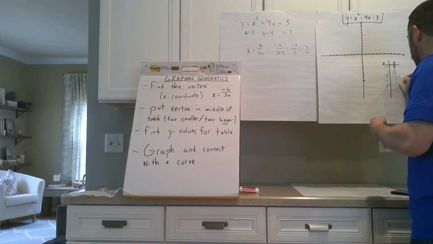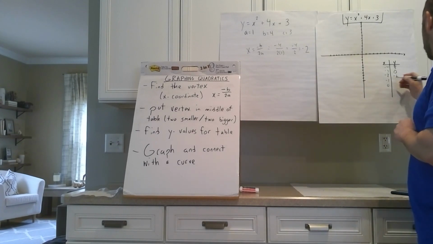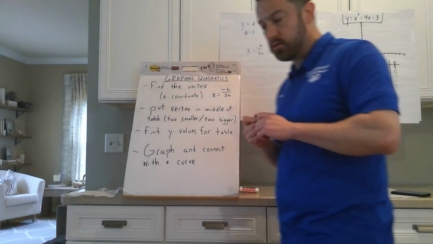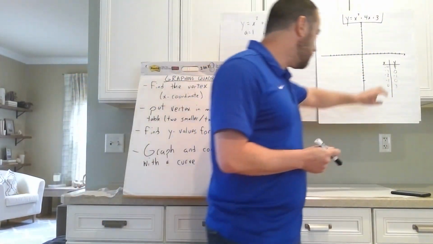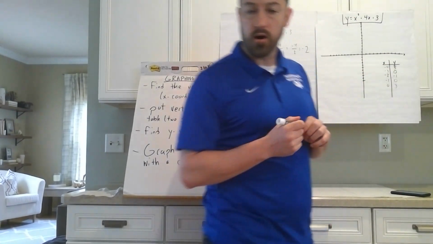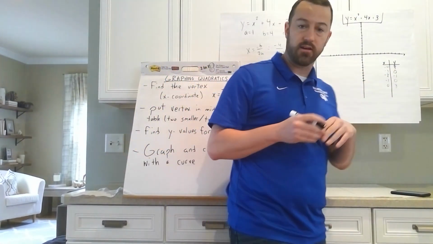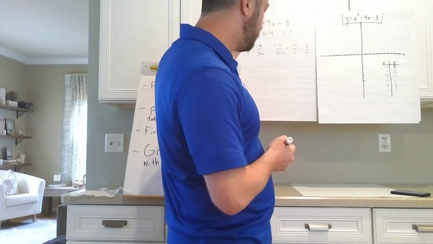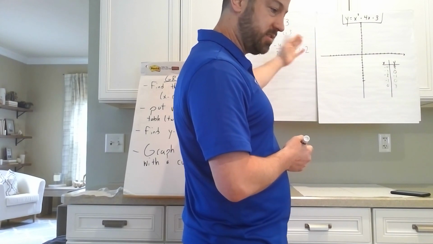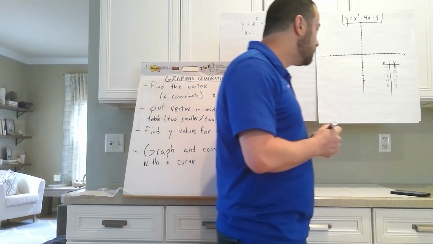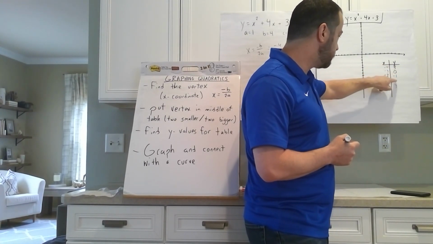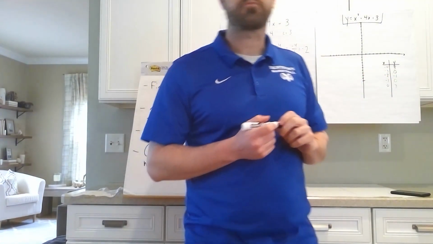And if I continue doing this for all of them with negative 1, I would get 0 again. And with 0, I would get 3. This is important to note that since our graph of a quadratic, again it's called a parabola, is a symmetric graph, meaning that one side is exactly the same as the other, this value and this value should always be the same. This value and this value should always be the same.